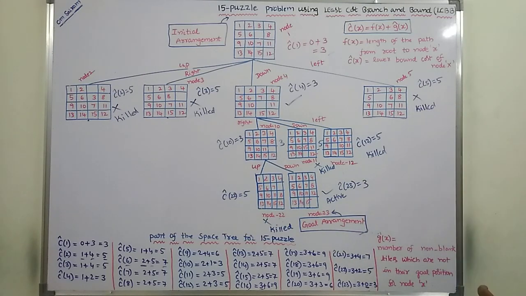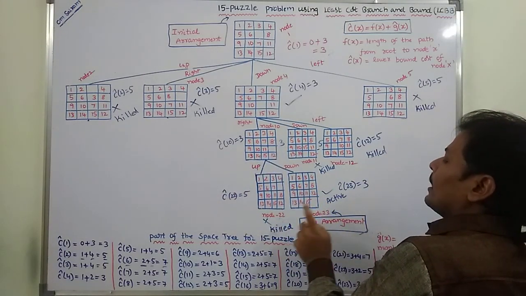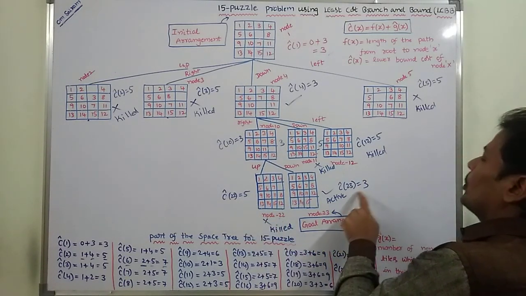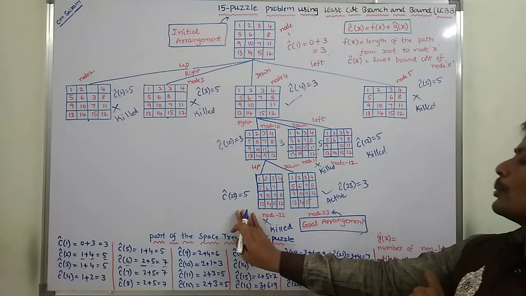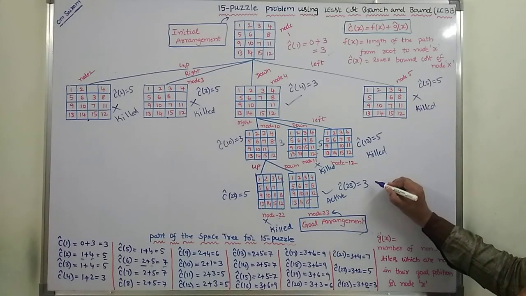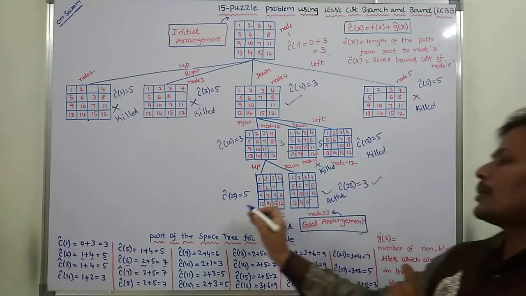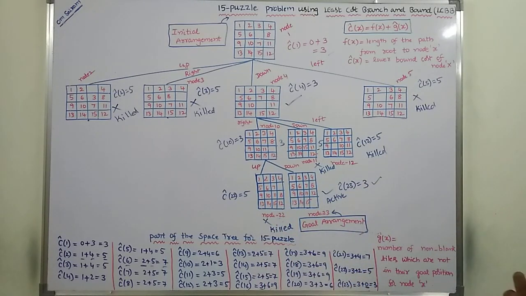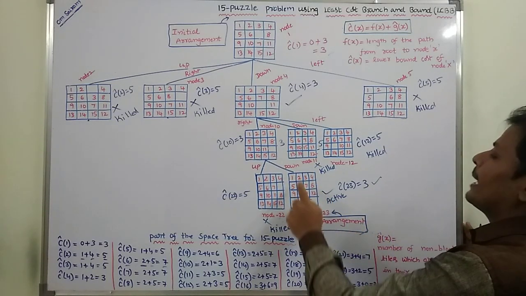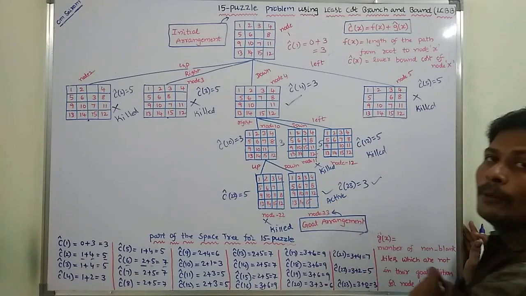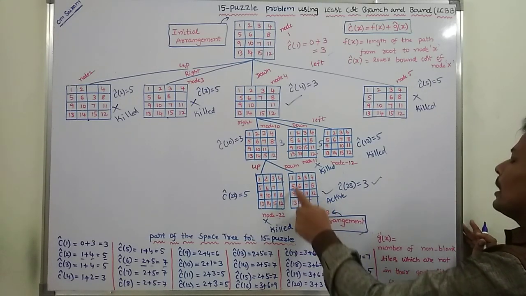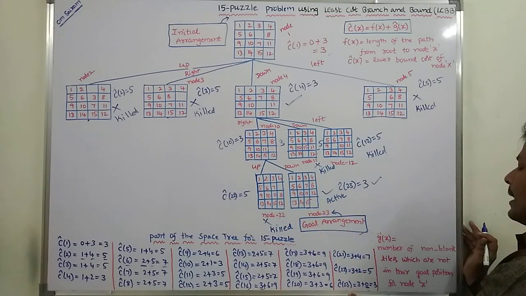Now for node 10 there are 2 children, node 22 and node 23. Node 22 cost is 5, node 23 cost is 3. Among the 2 nodes, which has the minimum cost? Node 23 has the minimum cost. Now node 23 is the active node, so node 22 is killed. Node 23 is the goal arrangement. So now we stop the extension of this procedure, because we are getting the goal arrangement. So C cap of 23 is equal to 3.